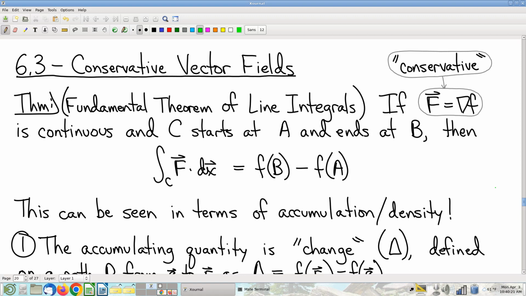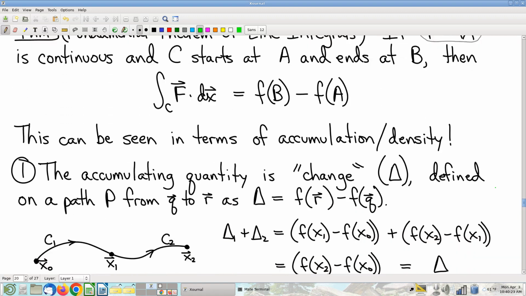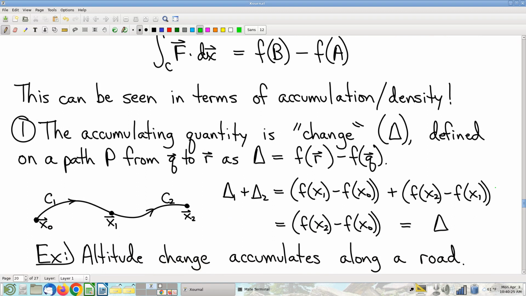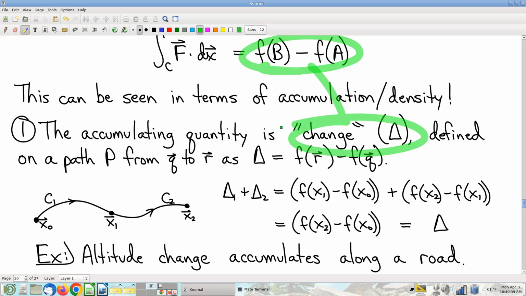So, where does this theorem come from? We'll do an example in a minute, but I want to make sure you all understand where this theorem comes from. And again, it's another accumulation theorem, density theorem. Accumulation and density are the big ideas here. So the first observation to make is that this quantity we're computing is change. F of B minus F of A, right? I was at A, now I'm at B. How much did F change? Very natural thing to think about.